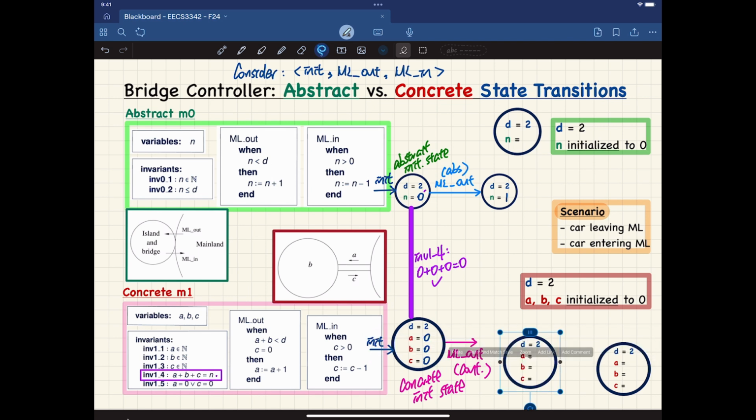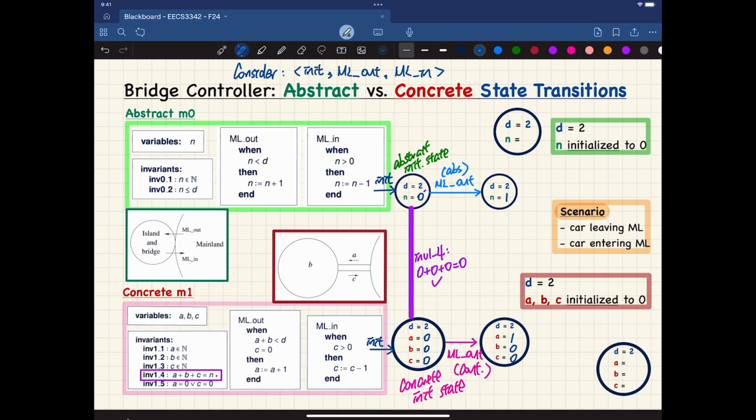And I'm going to put it here. Okay, right here. A little bit smaller. There we go. Okay, that one there. What should be the effects for ML out in the concrete version? A should be incremented. So that means only this one here should be changed. So what we have is 0 to 1, 0, 0.